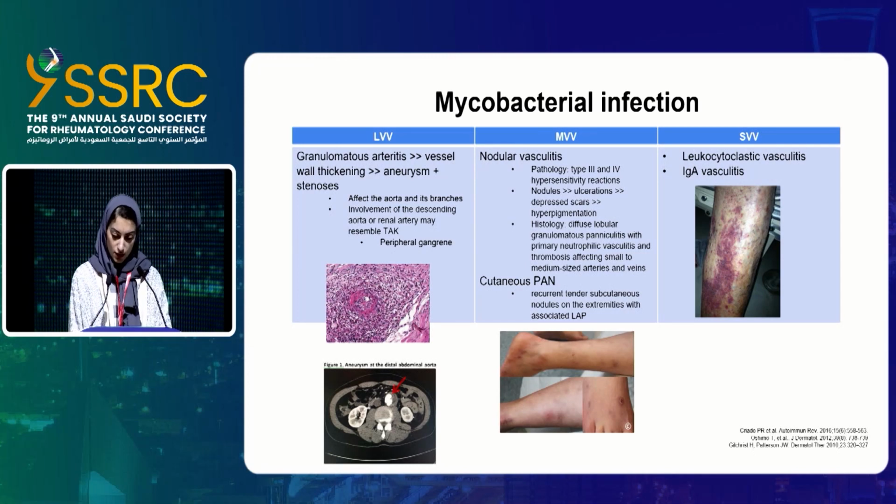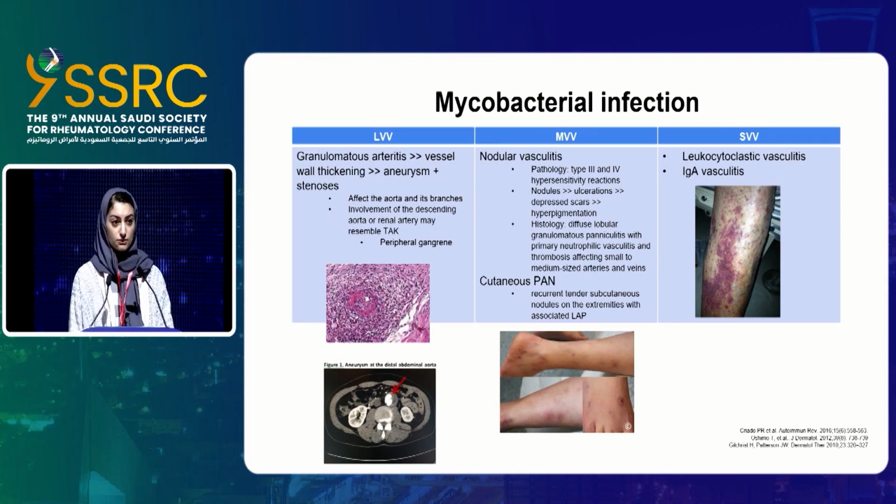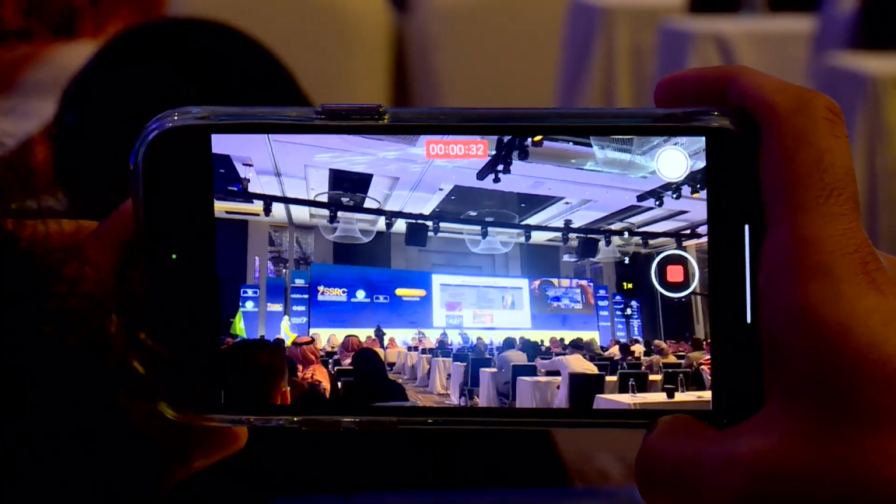It also can confound the diagnosis of a primary small vessel vasculitis, so it could lead to secondary leukocytoclastic vasculitis and IgA vasculitis, and of course, it could confuse us with Behçet's.